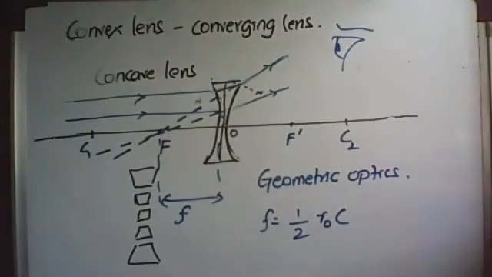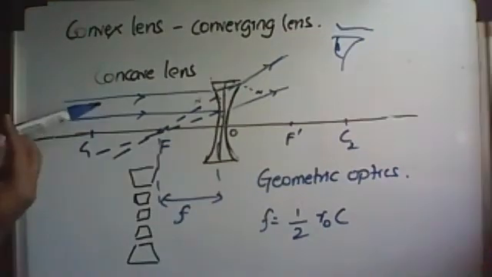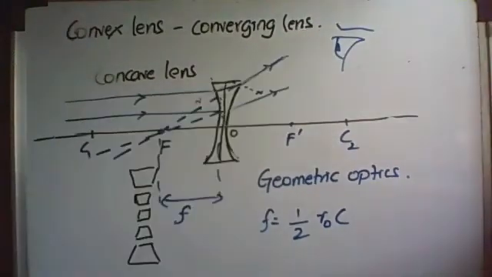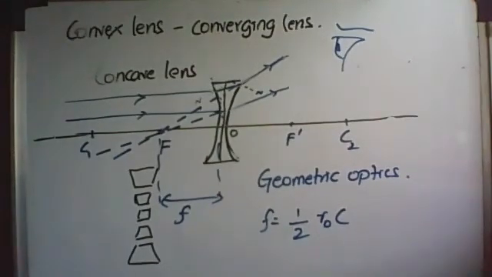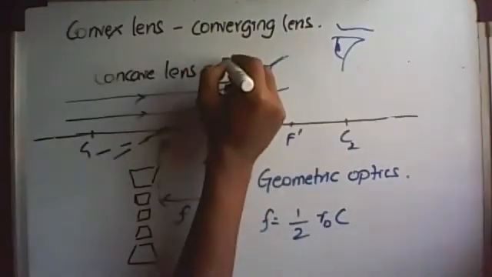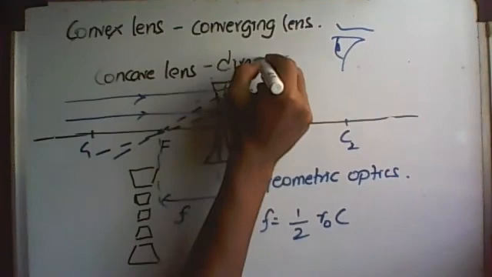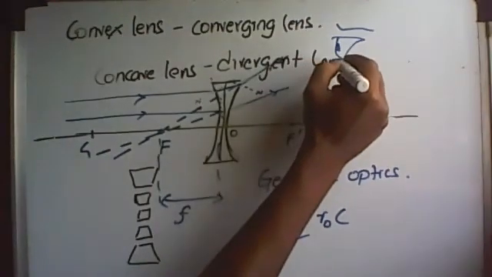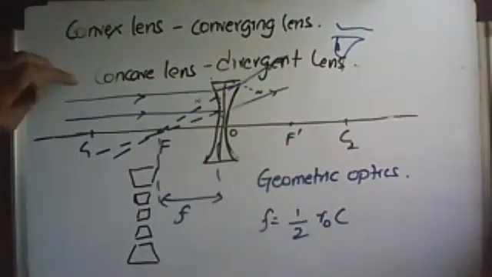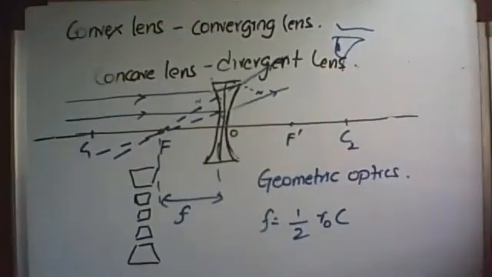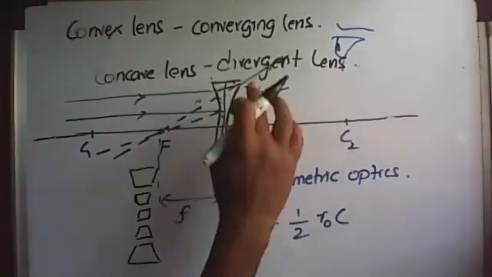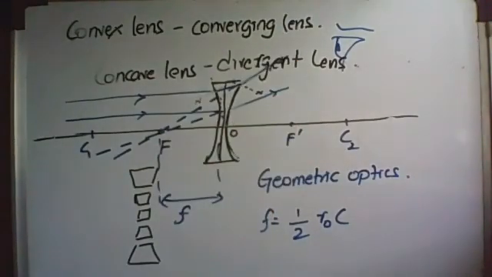So because of this property of this type of lens to diverge the rays of light which are incident on them, which are parallel to the principal axis, these kinds of lenses are also called divergent lenses. Okay, so convex lens, concave lens. Convex lens's equivalent is converging lens because they converge the rays of light, and concave lens are divergent, D-I-V-E-R-G-E-N-T lens, because they diverge the rays of light.